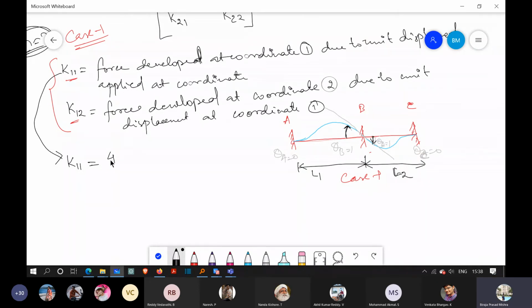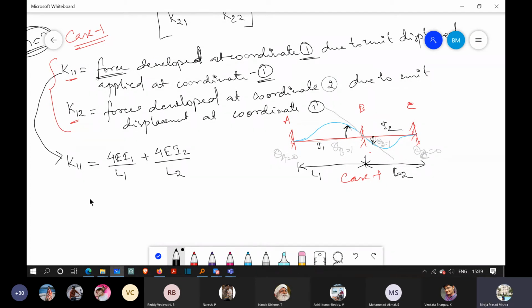Okay, so K11, if we are determining the forces at coordinate 1, when the unit displacement is applied at coordinate 1 itself, then it will be 4EI1 by L1, sorry, not EI1. Let us say this is I1, this is I2, as given in the question. So 4EI1 by L1 plus 4EI2 by L2.